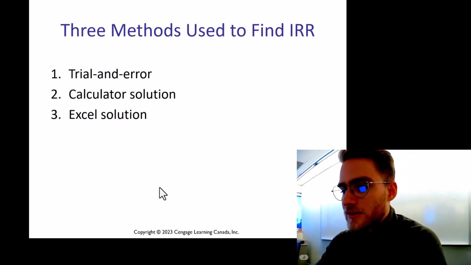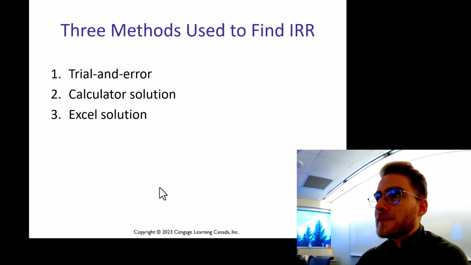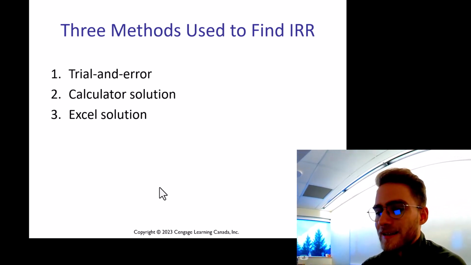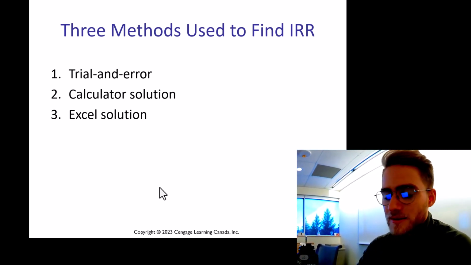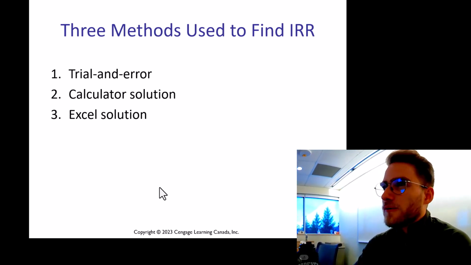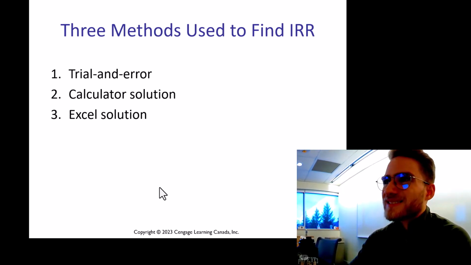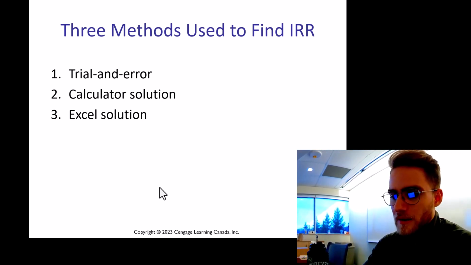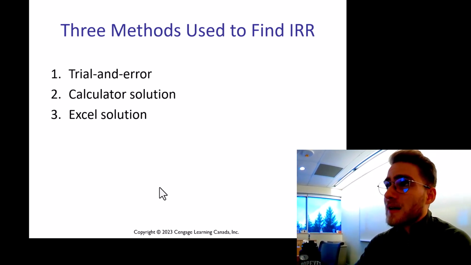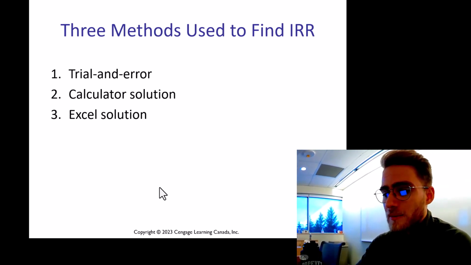So 3 methods are used to find IRR. There's trial and error, which let's not do that. No one has time for that in today's world, right? Calculator solution. A lot of times there is the rate formula, but when you have non-constant cash flows, not a good thing. It's not going to fit very well for you. Now there is the Excel solution, specifically the IRR formula. And this is by far one of the most effective ways.